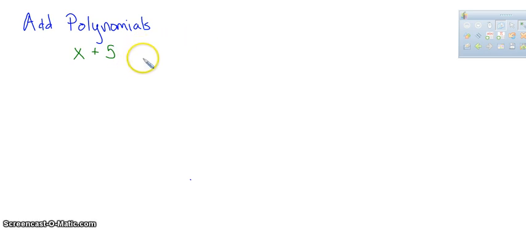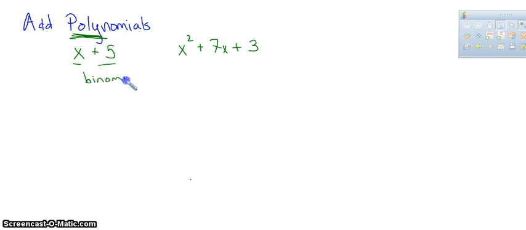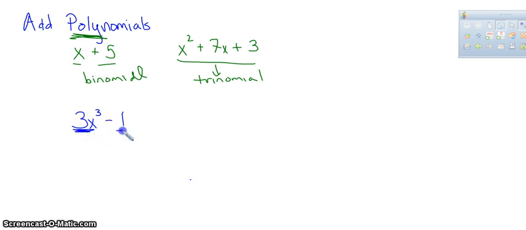Another polynomial would be x squared plus 7x plus 3. Poly means more than one. This one has three terms, so it's called a trinomial. If you have more, it's still called a polynomial. You just count how many terms it has by where your pluses or minuses are. Another one would be 3x cubed minus 1. This one has two terms, so it's a binomial.